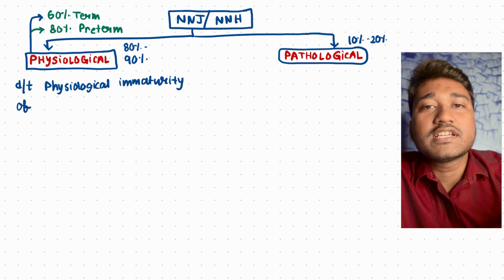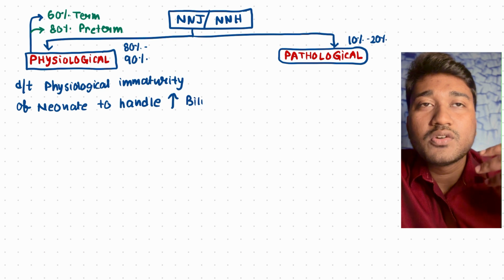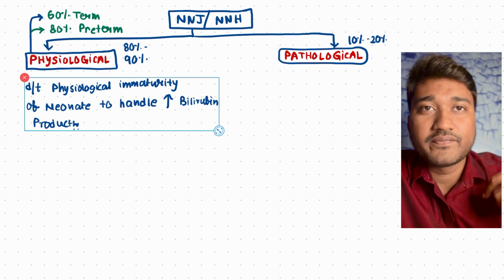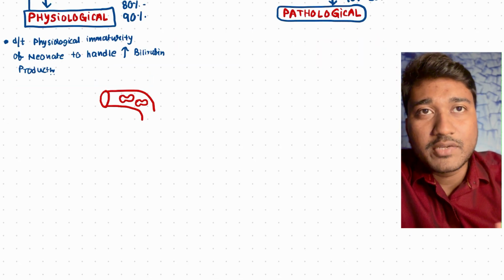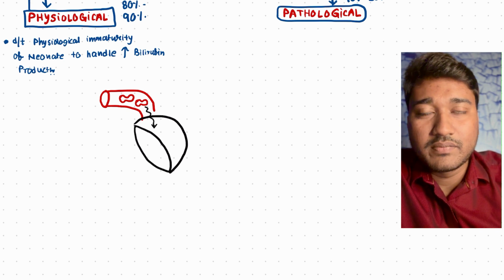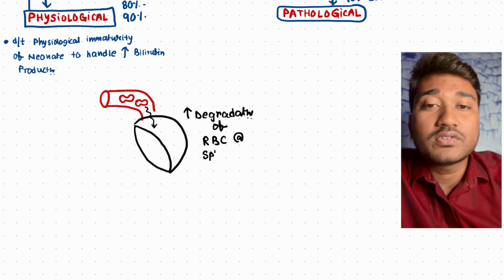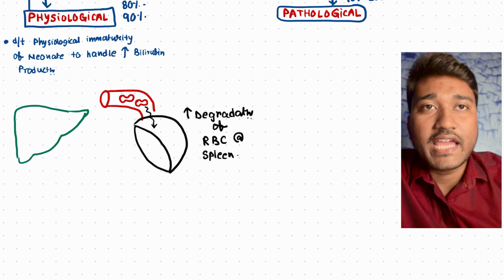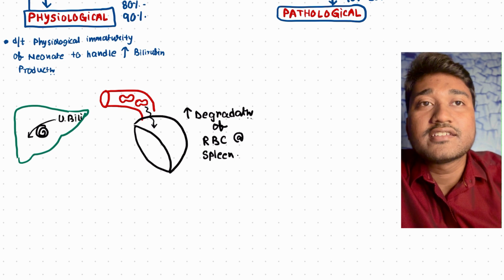So this physiological jaundice actually happens due to physiological immaturity of the newborn to handle the increased amount of bilirubin which is produced in the body. Let's understand from where the bilirubin is actually coming. This is the blood vessel. Here the newborn has the blood, and this blood is entering into the spleen, eventually getting degraded. You know that in the newborn the RBC half life is less than that of the adult, therefore more bilirubin is produced, as there is increased degradation of the RBC.